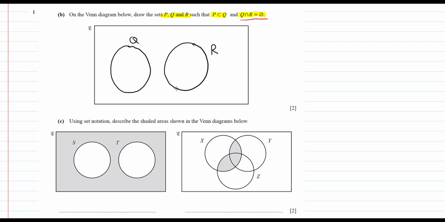Now we'll look at this part. P is a subset of Q. So P is going to be contained entirely within Q. So I could draw P as something like that. Okay, so that is 1b.